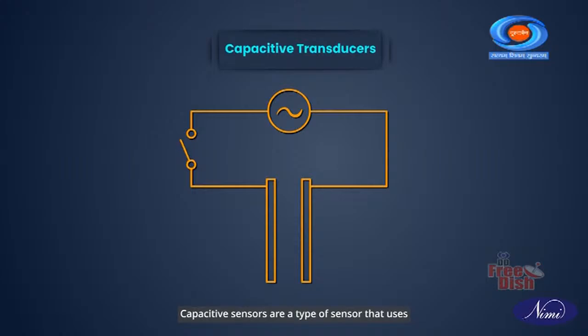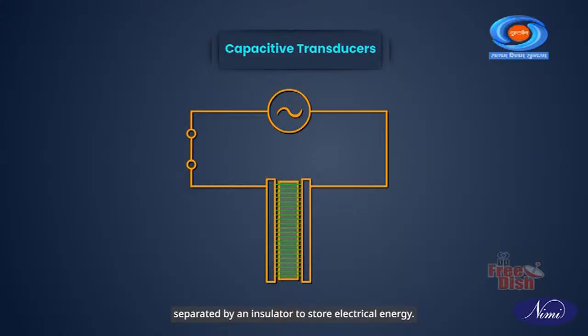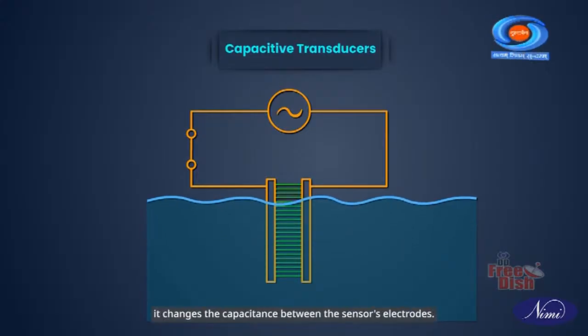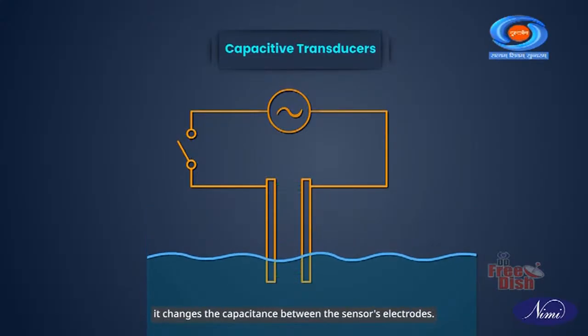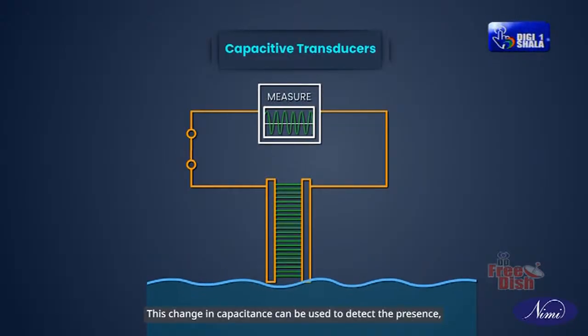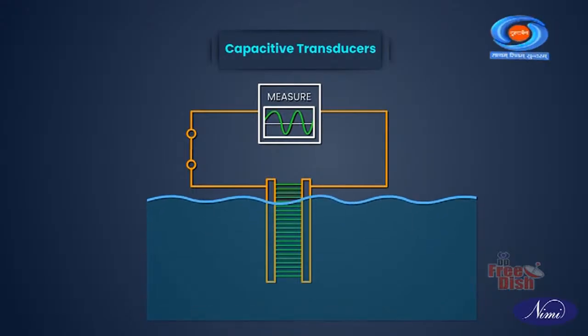Capacitive sensors are a type of sensor that uses changes in capacitance to detect objects. Capacitance is the ability of a pair of conductors separated by an insulator to store electrical energy. When an object comes near a capacitive sensor, it changes the capacitance between the sensor's electrodes. This change in capacitance can be used to detect the presence, absence, or other properties of the object.